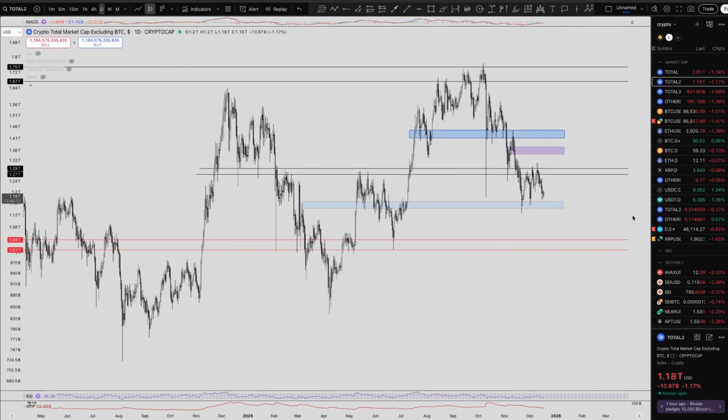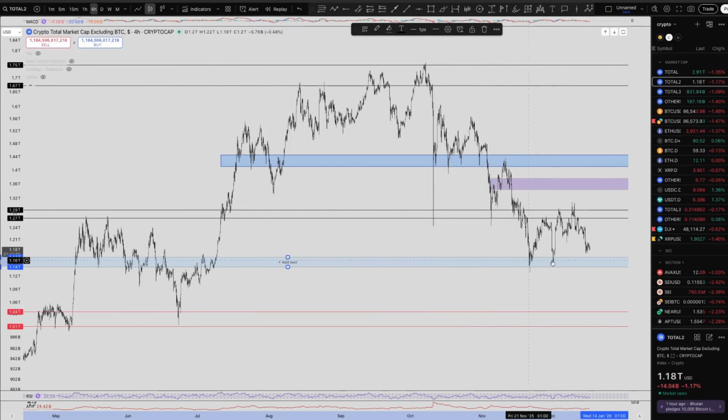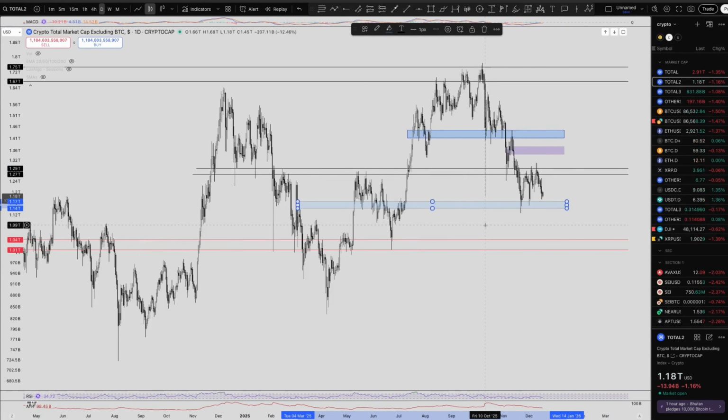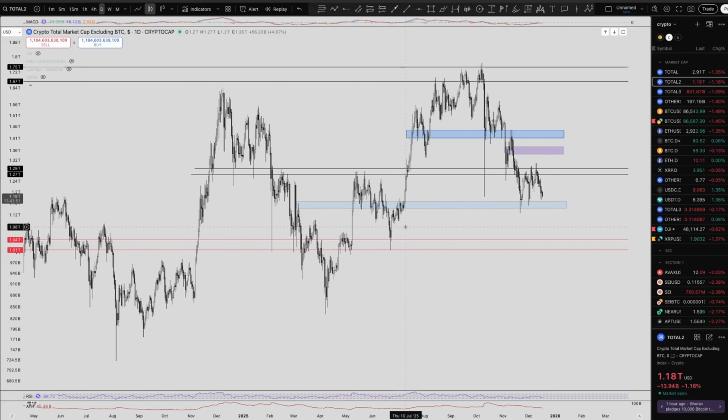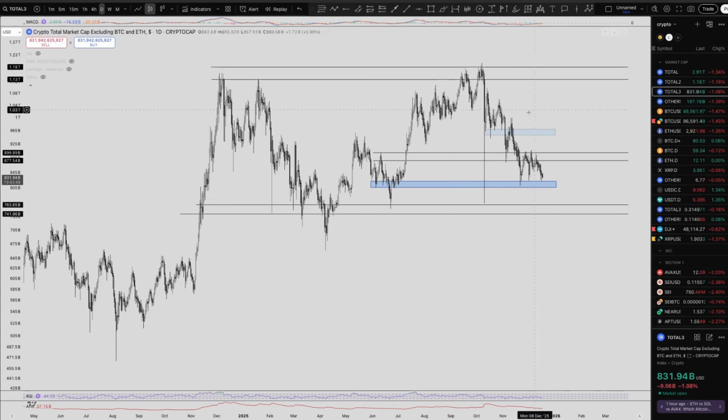The total market cap excluding Bitcoin was almost rejected. In this area, it's close to its support level. This is the third time it's hitting this support level, and at any moment this support level could break. If the support level breaks, in the next zone, the total market cap excluding Bitcoin and Ethereum could drop all the way to this red line.